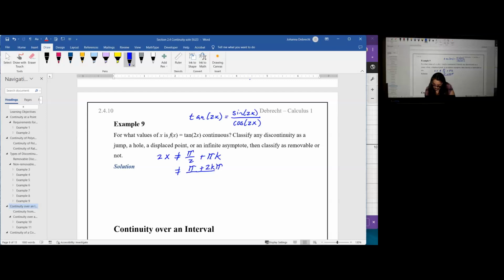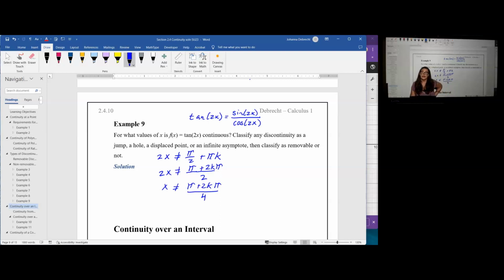Take that part off, rewrite it a little better. I multiplied the second term by 2 divided by 2, got the common denominator, and combined them. Now on the left side, I still have 2x. So what I need to do is now divide both sides, since I only have one term on each side, by the number 2. This tells me that x cannot equal pi plus 2k pi divided by 4.